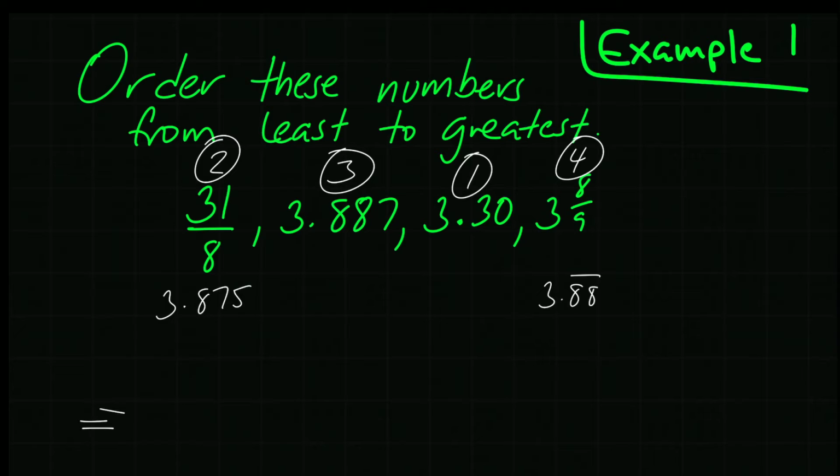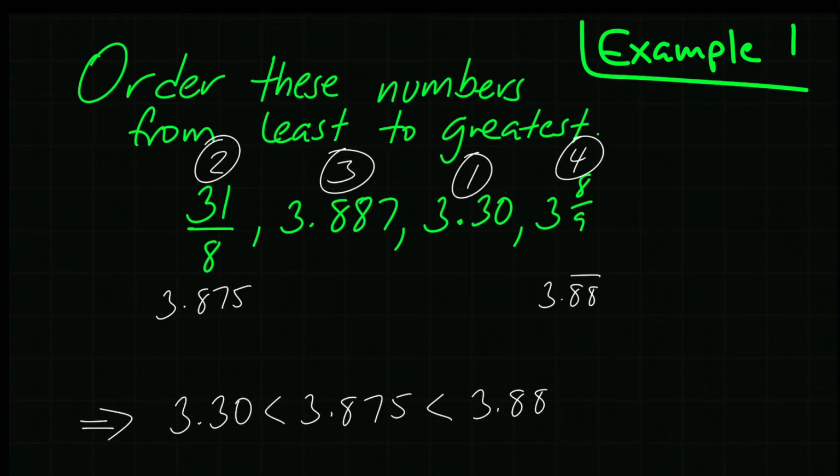So when we put this in order from least to greatest, it's going to be 3.30 is less than 3.875, which is less than 3.887, which is less than 3.88 repeating. And that's it.